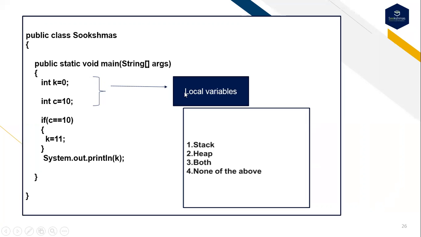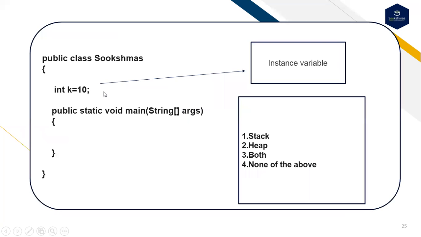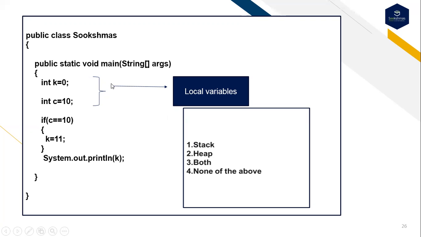Where exactly is the local variable stored? The first option is stack, the second option is heap, the third option is both, it will be stored in the stack also and heap also, and the fourth option is none of the above. The answer is that a local variable is always stored in stack memory. Compare this to the first question. This is the most important aspect of questions in interviews: an instance variable is always stored in heap memory and a local variable is stored in stack memory.